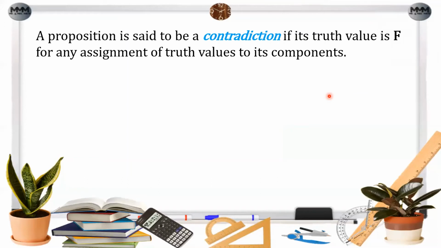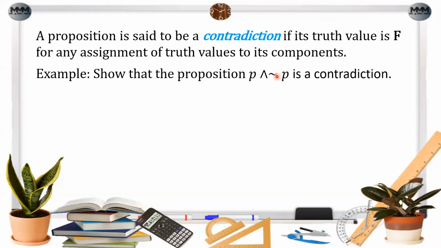Okay, so let's have here the next term. We call it contradiction. A proposition is said to be a contradiction if its truth value is F or false for any assignment of truth values to its components. So this is the opposite of tautology. For tautology, we mean in the last column, all the entries are T. Here in contradiction, we are looking for all the entries that are false. So all the entries in the last column should be F, so that we can say that the compound proposition is a contradiction.